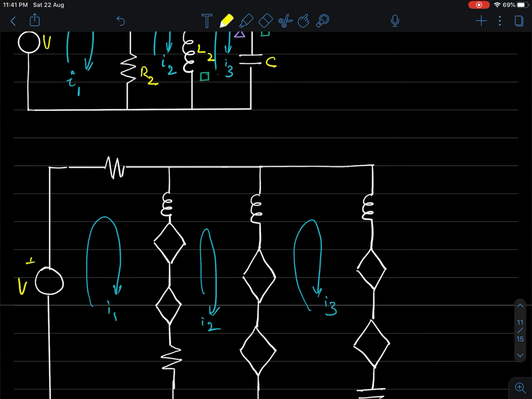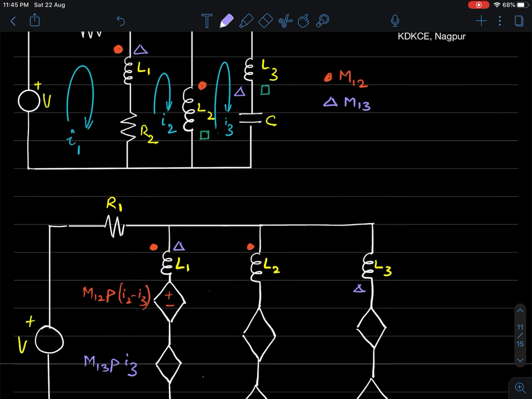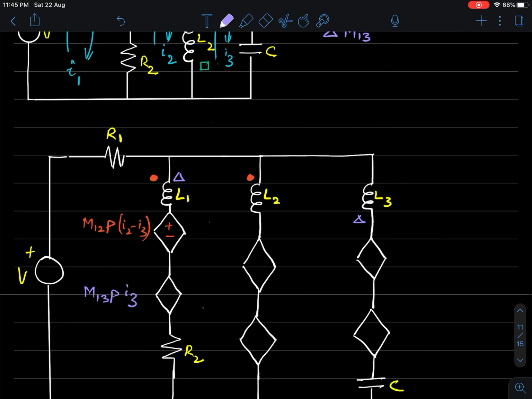Alright, so what is the magnitude of that mutual coupling? This has got a mutual coupling of M13. Okay, so if we talk about the magnitude, it's M13P. What is the magnitude of the current? I3 is the current that flows through L3. The polarity, I3 is leaving the dot. When I3 leaves the dot, it will produce a negative polarity at the similar dot of the coupled coil, and this has got negative at the top. So negative, positive. That's it.